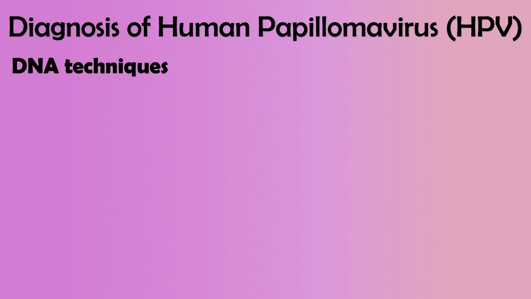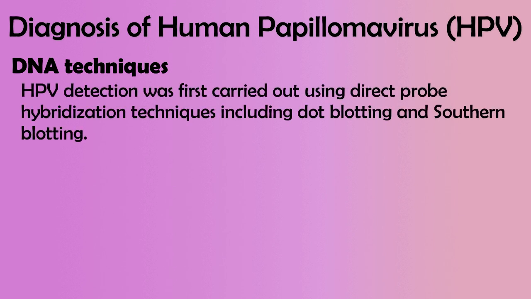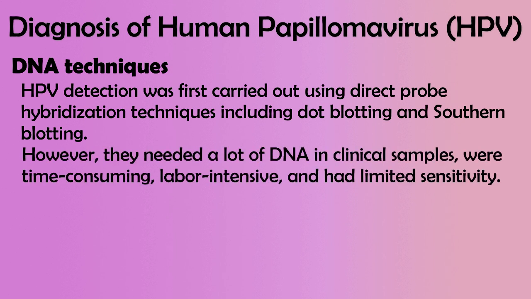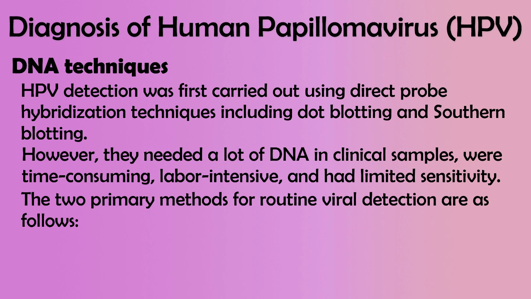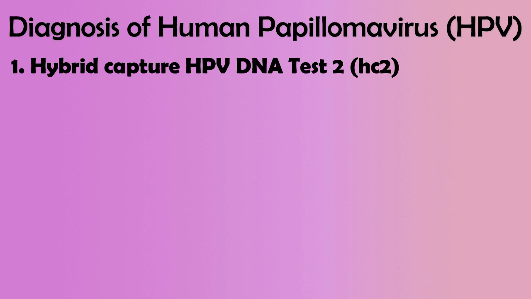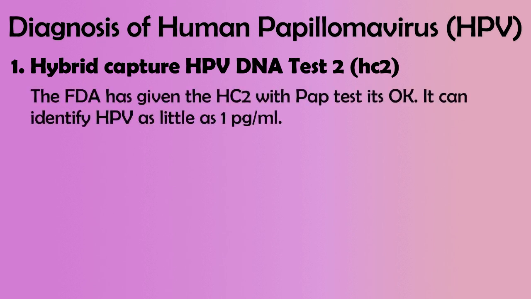DNA techniques. HPV detection was first carried out using direct probe hybridization techniques including dot blotting and Southern blotting. However, they needed a lot of DNA in the clinical samples, were time-consuming, labor-intensive, and had limited sensitivity. The two primary methods for routine viral detection are as follows. Hybrid Capture HPV DNA test 2, HC2. The FDA has approved the HC2 together with a Pap test.